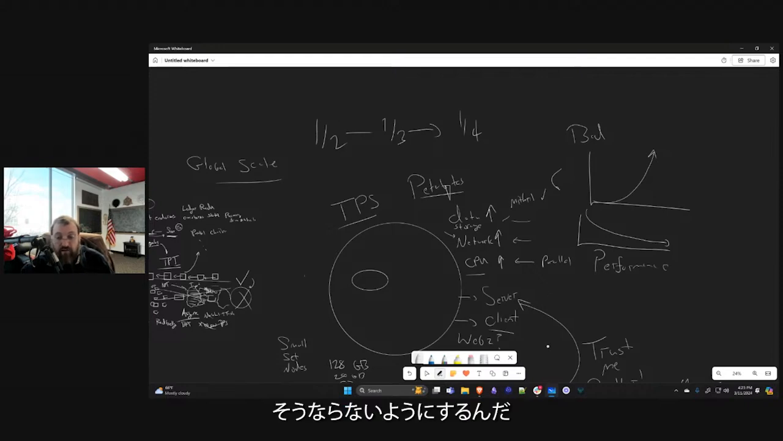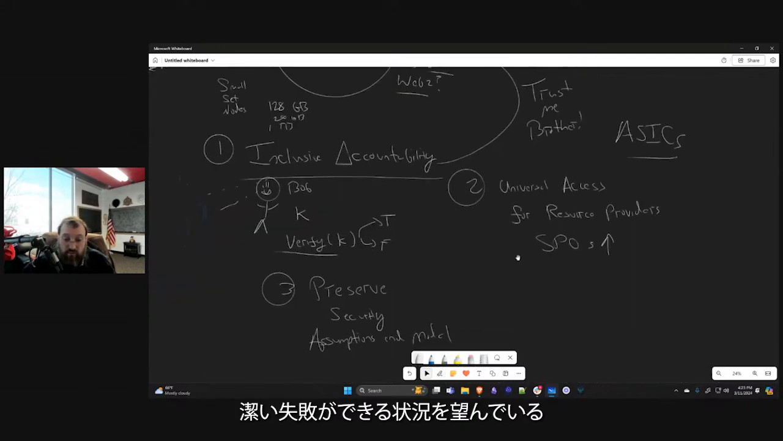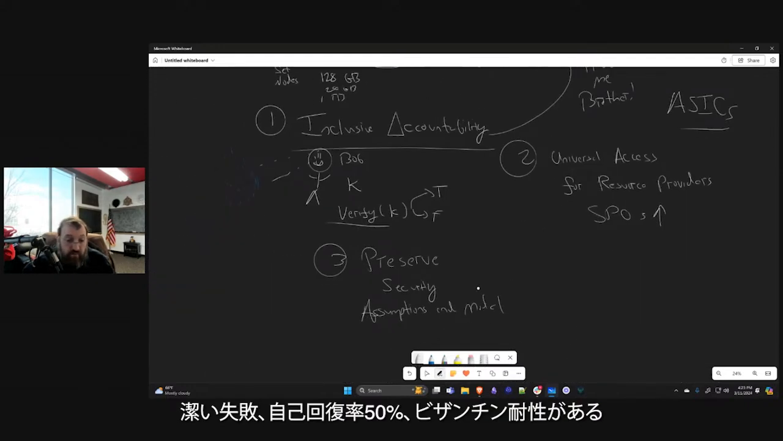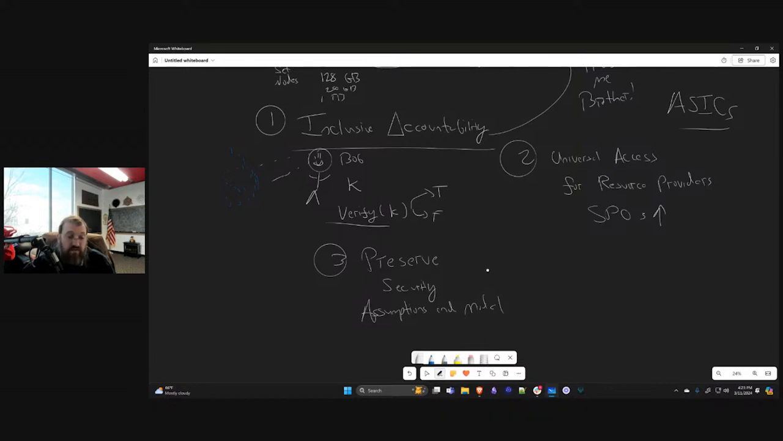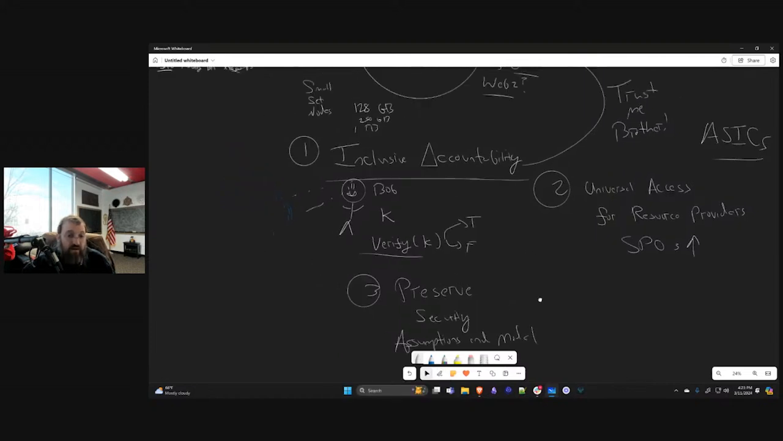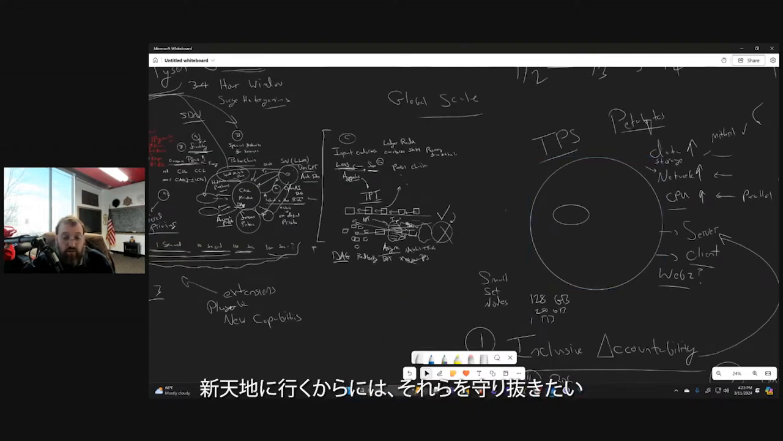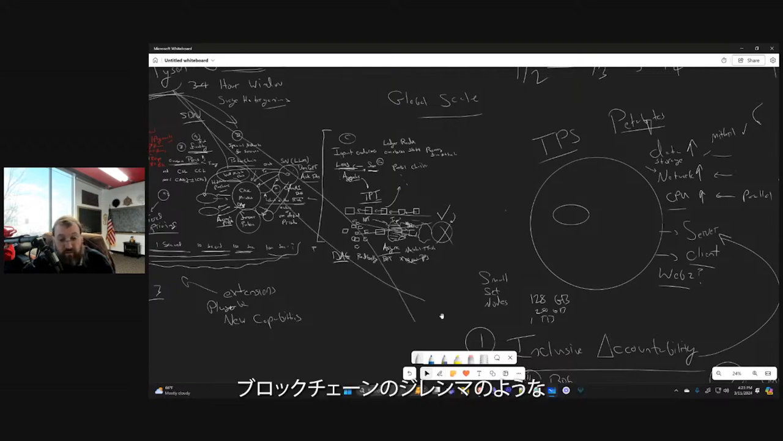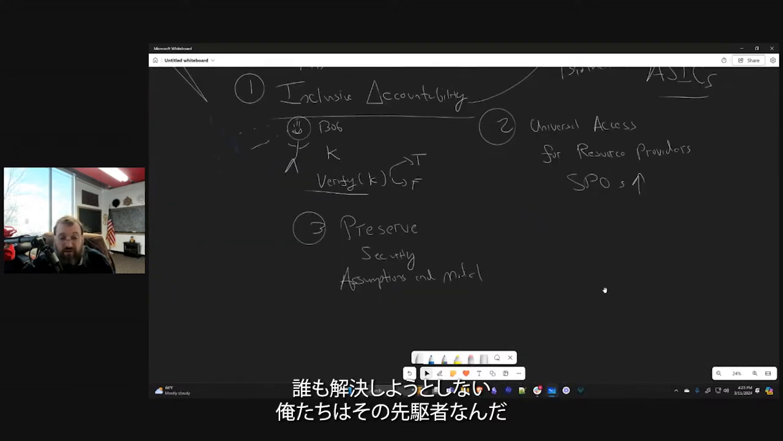You don't want that to occur. You want a situation that you have graceful failure. So we have graceful failure, self-healing, 50% Byzantine resistance, a litany of these assumptions built into Praos and Genesis. As we go to the new realm, we want to preserve and protect those things. Turns out that no one, you hear like the blockchain dilemma, no one has really solved this.